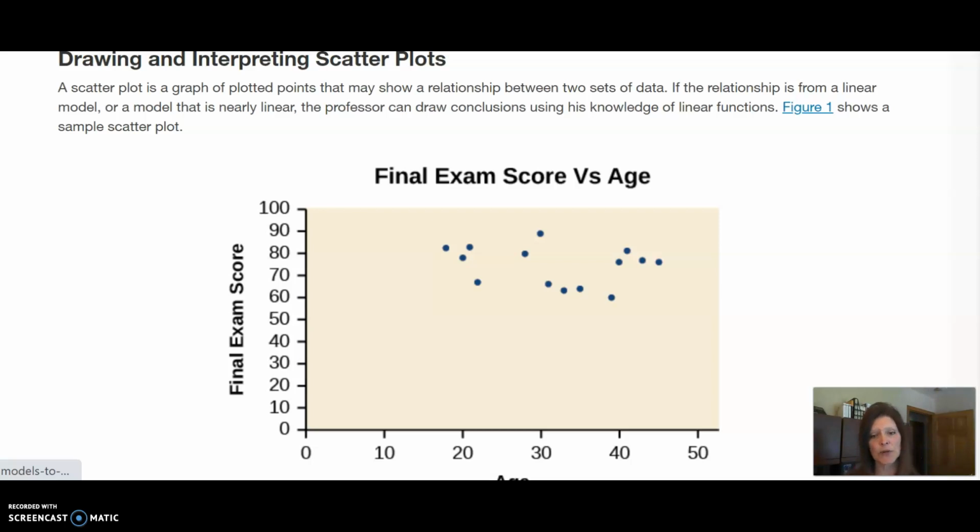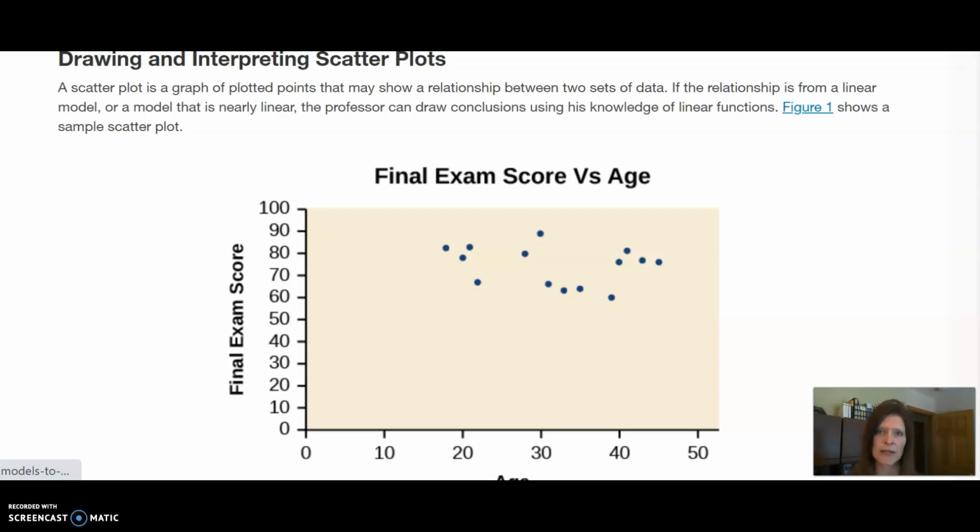Now I'm looking at this one and there kind of seems to be a line maybe that would go between them and kind of estimate all of those, but it's not the best fit necessarily. So that's what we're going to be looking at. And once we determine that maybe this data could be represented by a line, we're going to then use technology to come up with what we call the regression line, or the line of best fit.